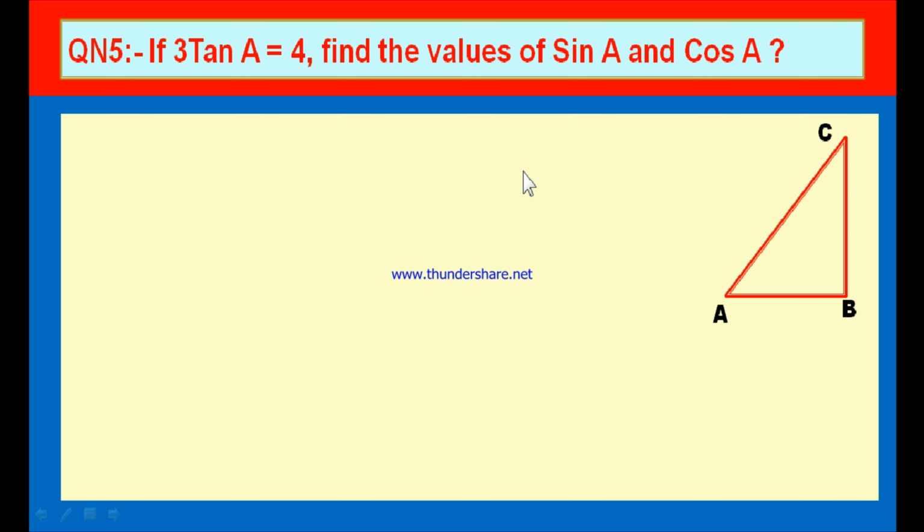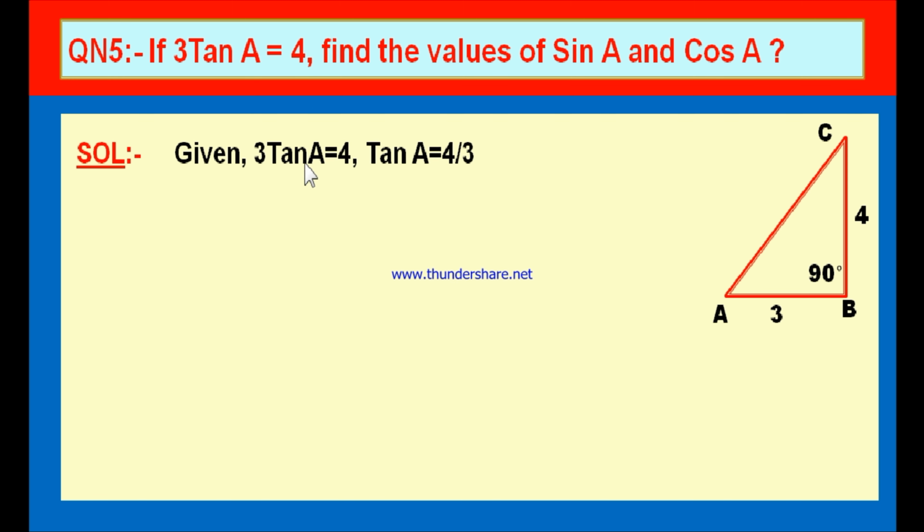Now let us go to the solution. Here it is given that 3 tan A is equal to 4. Here this 3 multiplies tan A. If we take this 3 to other side, then tan A is equal to 4 divided by 3. Tan A is equal to 4 by 3.